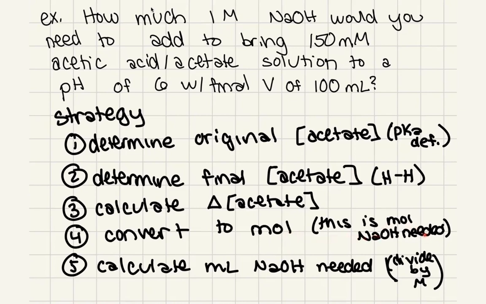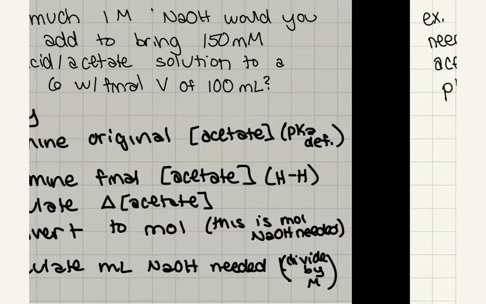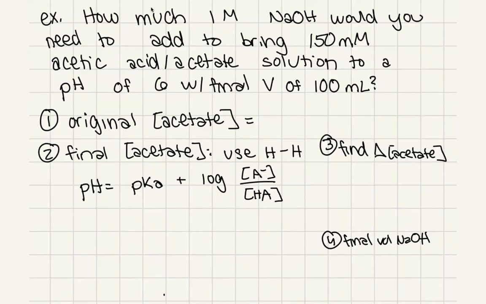And then you're going to take the NaOH, and calculate how many mLs you need by dividing that by the molarity. So let's go ahead and take these one by one. Let's start with our original concentration of acetate. We found out before that this was 0.0150 molar. Go back to previous slides where we went over that, or you could always just use your pKa equation.